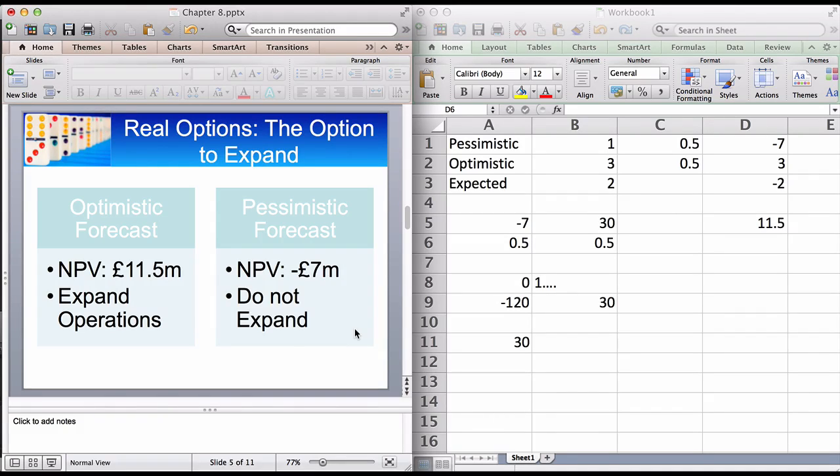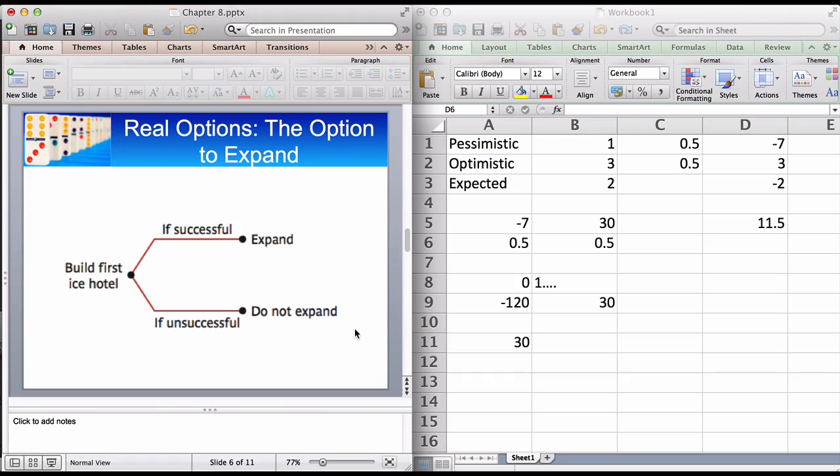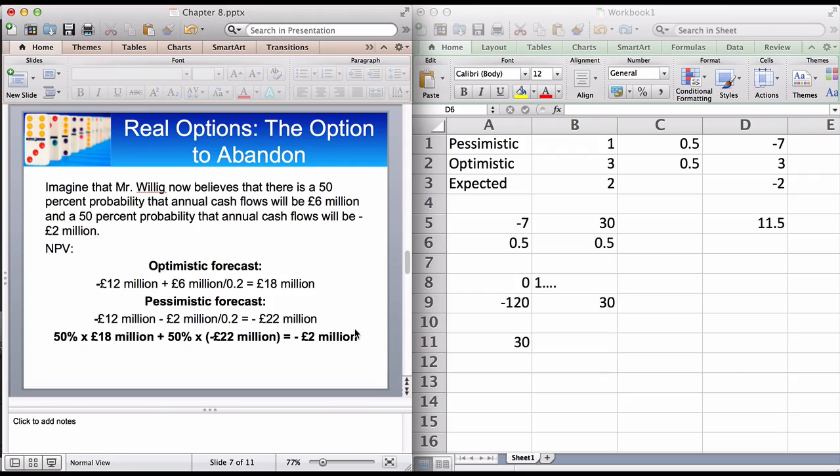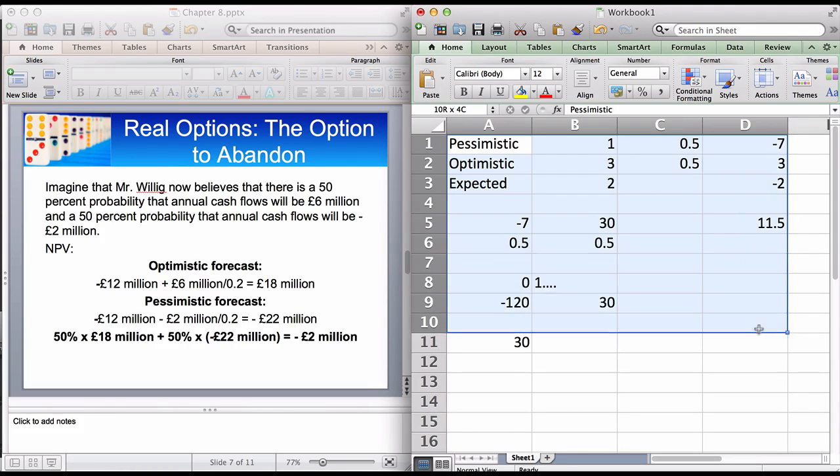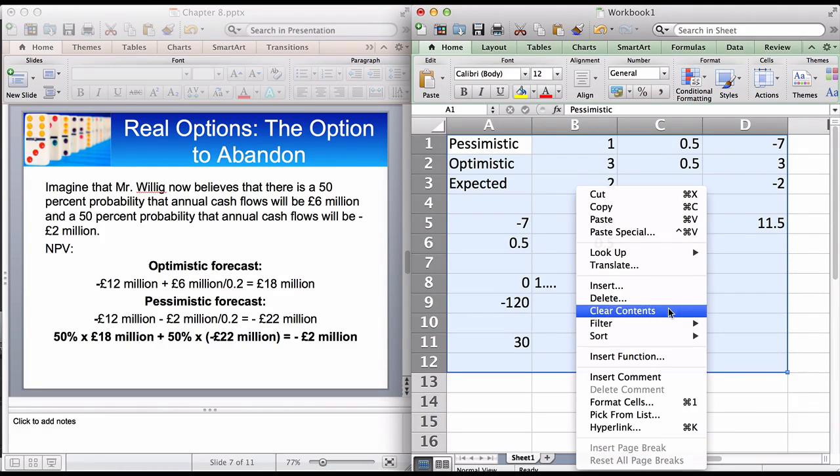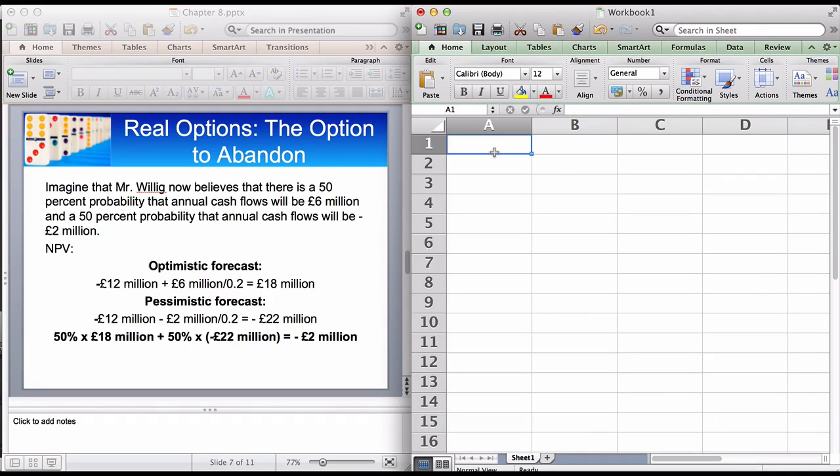Now we're going to look at an analogous case, and this next case is the option to abandon. The option to abandon is similar, but you've got a different situation, so let me clear all of these. I'm clearing the spreadsheet. We're going to look at the option to abandon. And again, it's the same type of thing. You have an optimistic outcome and a pessimistic outcome. So let's write these: pessimistic, optimistic.